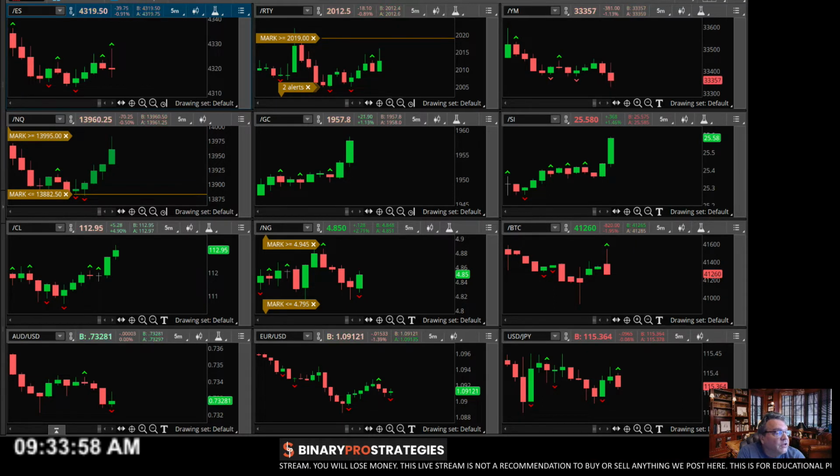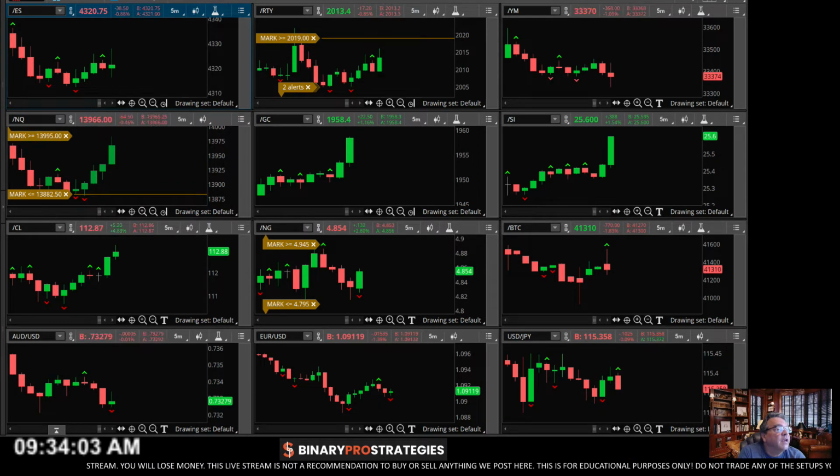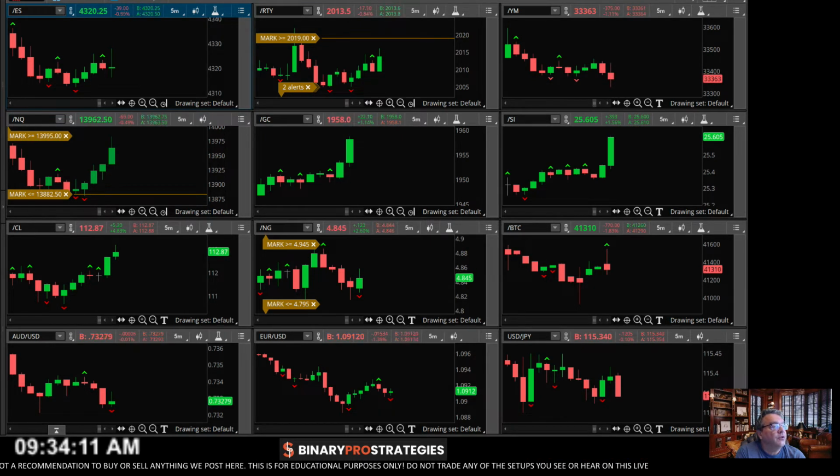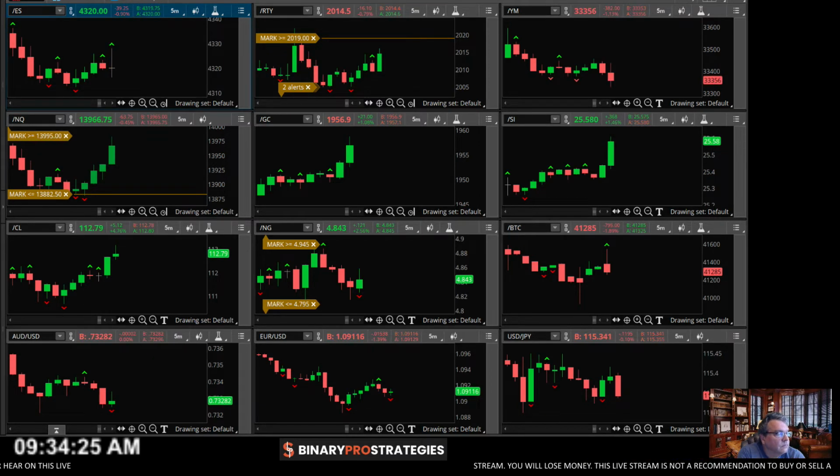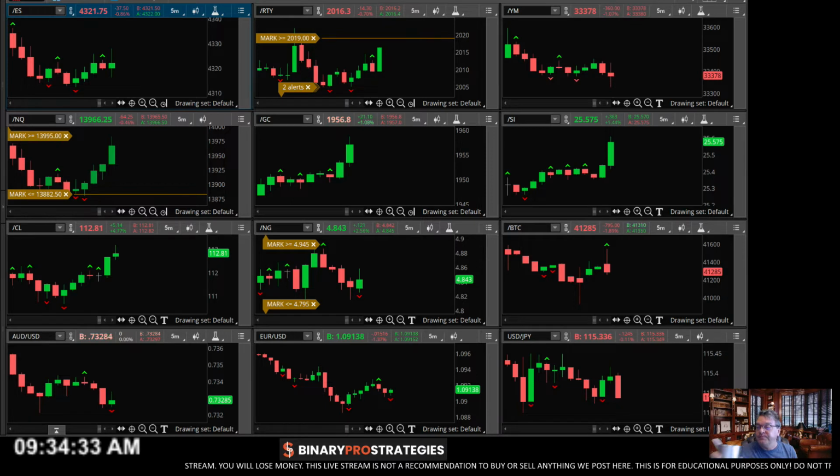Now riding three positions, we are still long natural gas. We are long the US Tech and long RTY. Dow's down 382. I do like this setup on the natural gas. I like the pattern setup. I like the pattern setup on this RTY.